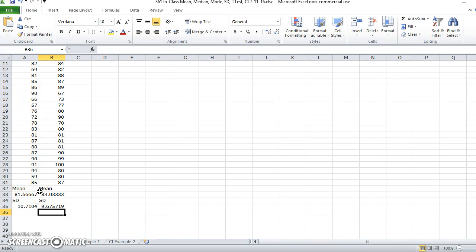Again, if you go to Canvas and you look at the Excel sheets that I posted, if you click on these cells, you can go back up to the top and see the commands to see how I calculated things. So for here, I did stdev.s B2 to B31.